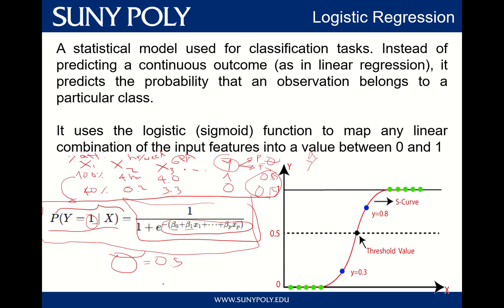If the probability is greater than 0.5, then I'm going to assume that it's high, it's closer to 1. Then my prediction is that that student is going to pass, because the probability is closer to 1, greater than 0.5. But if it's less than or equal to 0.5, then my prediction, my y hat, is that the student is going to fail. That's the classification.